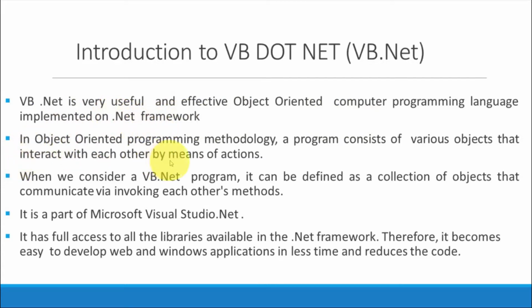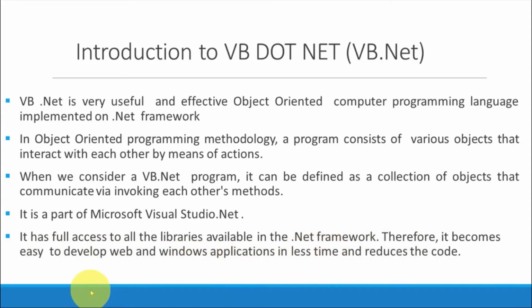In object-oriented programming methodology, a program consists of various objects that interact with each other by means of actions. So when we consider a VB.NET program, it can be defined as a collection of objects that communicate by invoking each other's methods. It is, of course, a part of Microsoft Visual Studio.NET. It has full access to all the libraries available in the .NET framework. Therefore, it becomes easy to develop web and Windows applications in less time and with reduced code.